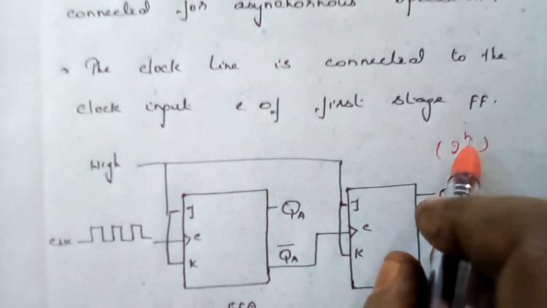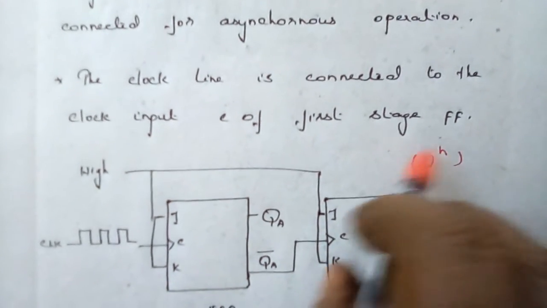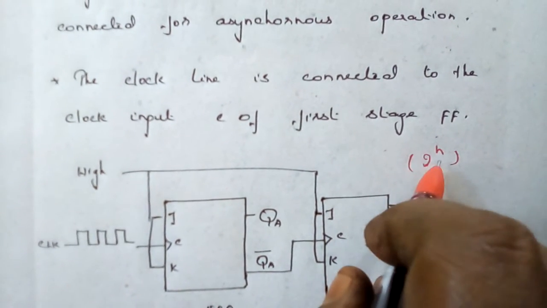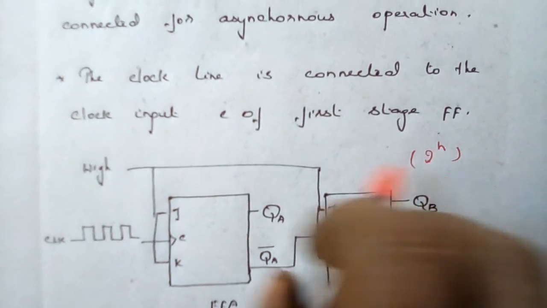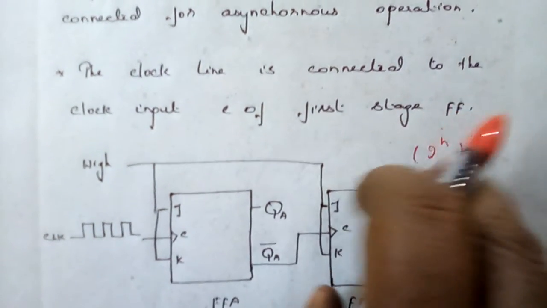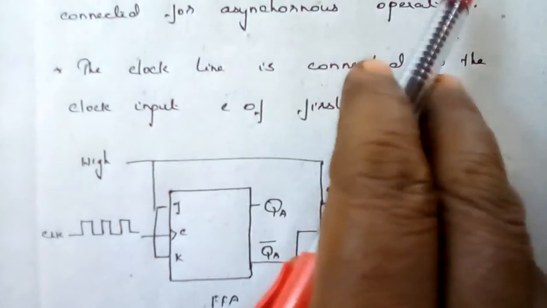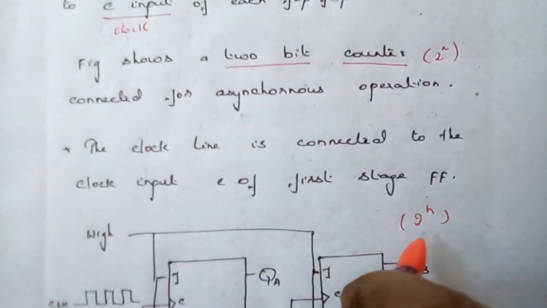2 power 2 is decided by 2 power n states, right? If n is equal to 2, it reads 4 states. If n is equal to 3, it reads the next 8 states, right? Depending upon n, the number of states through which the counter counts is decided.